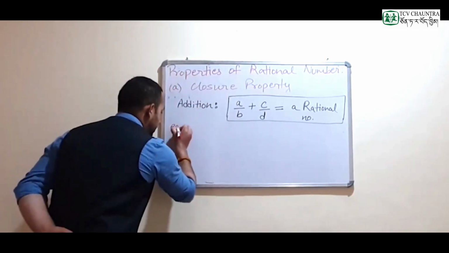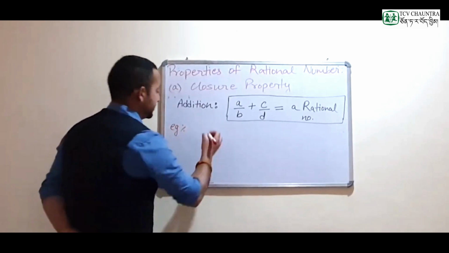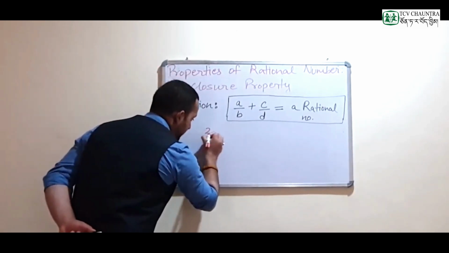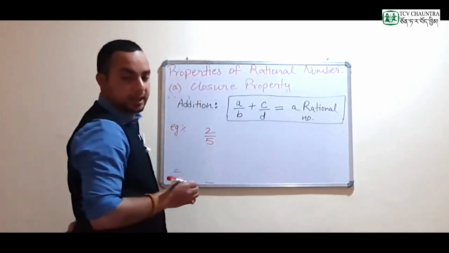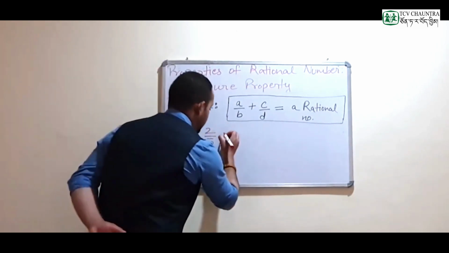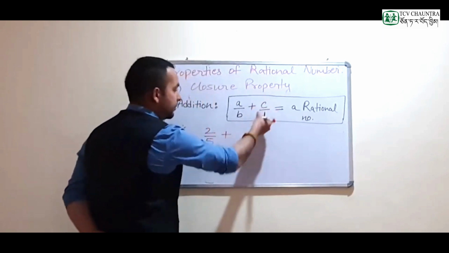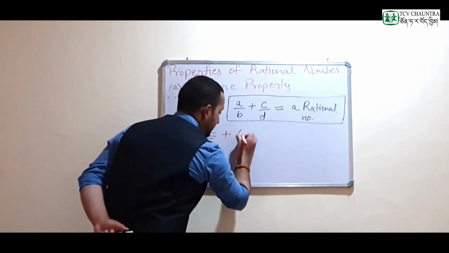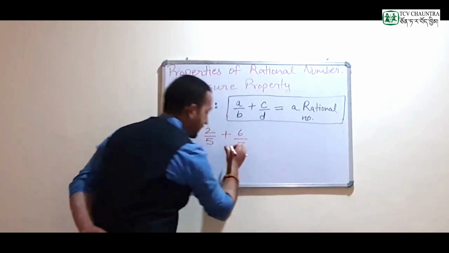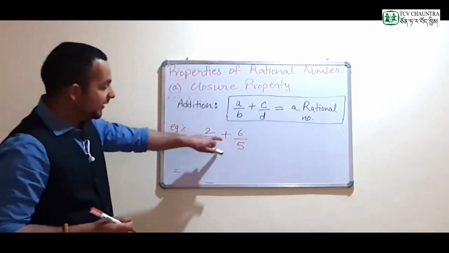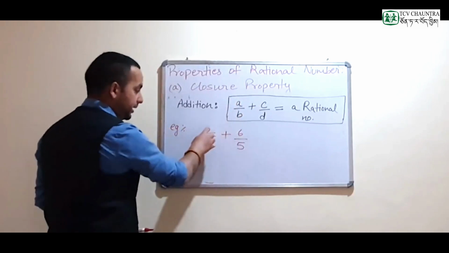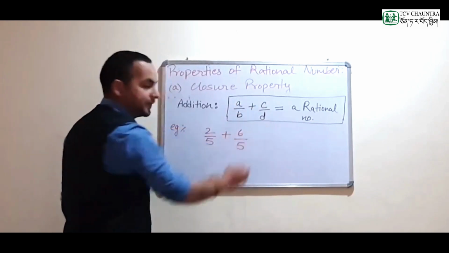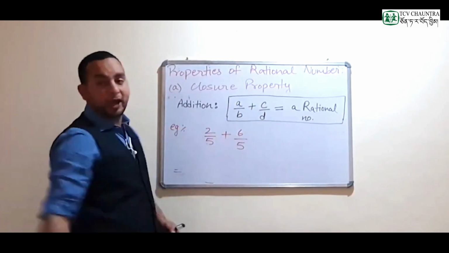Now, our first example: suppose I take a number 2 upon 5, and then c upon d is suppose 6 upon 5. Now 2 upon 5 plus 6 upon 5. So this is in the form of a upon b and this is in the form of c upon d. Now we are going to add this.